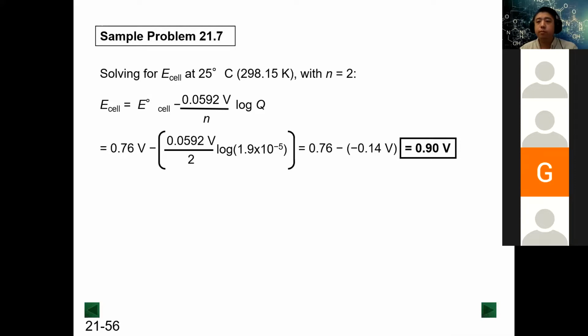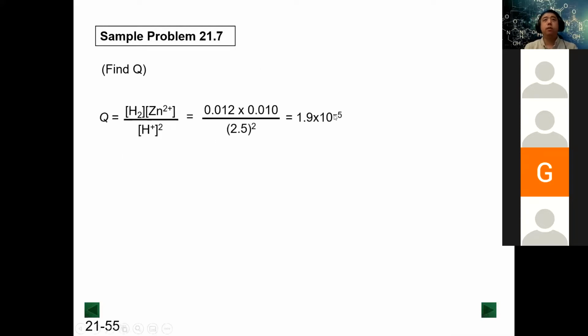How did you find out Q again? So Q is equal to these concentrations here. This is your products over reactants. The only one that was different was this one right here. So in the textbook, they would have this as 0.3, which would change whatever this is, which would change your value of your E cell.